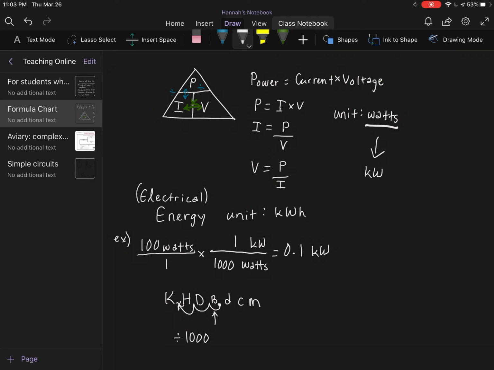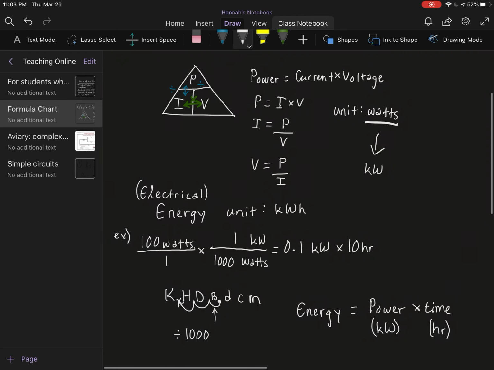And then finally, to get kilowatt hours, how we solve for electrical energy is we multiply our power in kilowatts times our time in hours. Okay, so let's say I have 10 hours. All right, so then I end up with 1 kilowatt hour. Okay, so that was power and electrical energy.